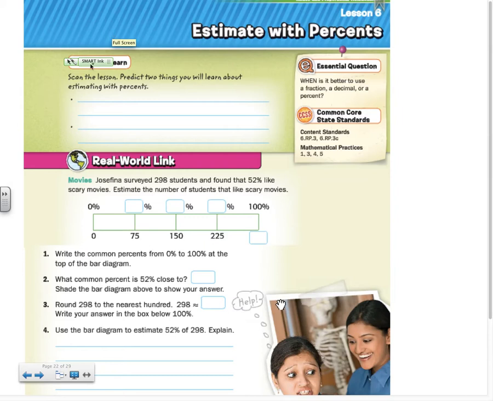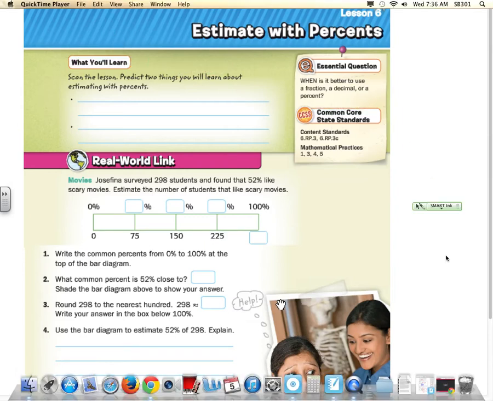Let's take a look at Lesson 6, Estimate with Percents. So we've had some practice changing percents into fractions. This is going to help us to estimate with percents. So let's look at our real world link.